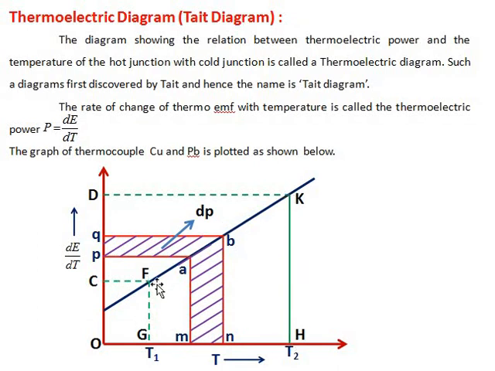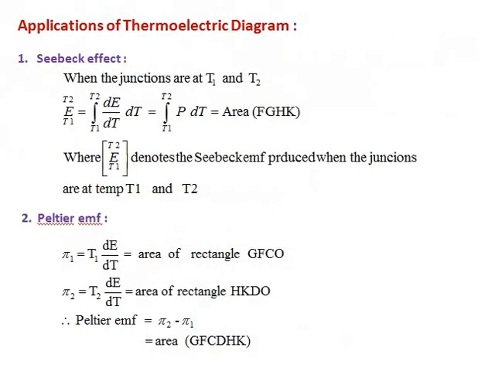FGHK. So this area, this is the green line dotted and this is the solid green line. In between whatever the area is this. So this is T1 and this is T2, dear students. So this area gives us the Seebeck EMF. Okay, so that is Seebeck EMF. Here T1 E T2 denotes the Seebeck EMF produced when the junctions are at temperature T1 and T2.